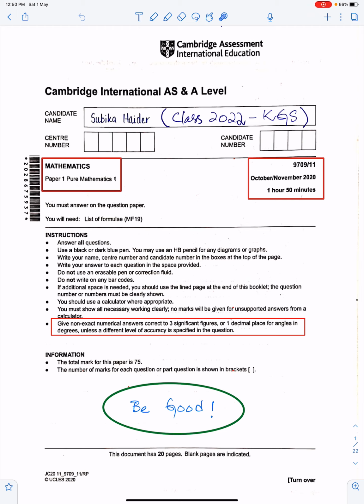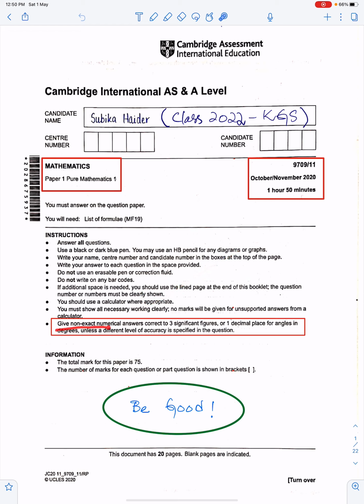In this lecture, I will discuss the solutions of P1 variant 11 of November 2020. For this, I am using the work of an outstanding and one of my best students, Miss Subika Heather, class 2022 of KGS. All these instructions are very important, especially this last one.